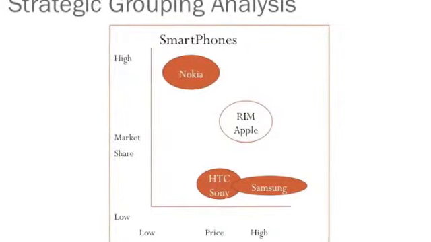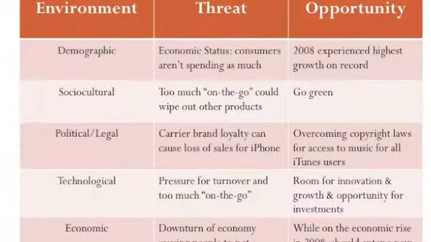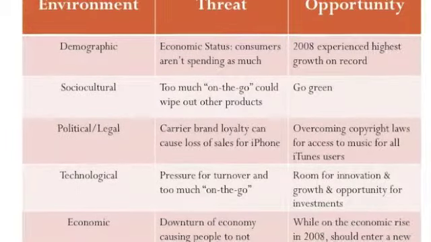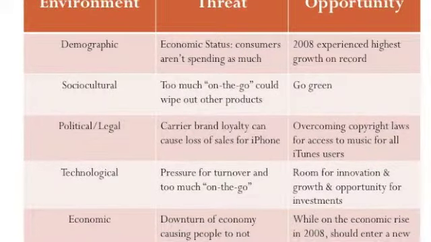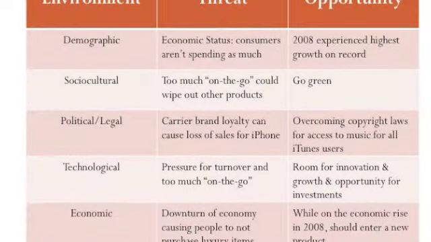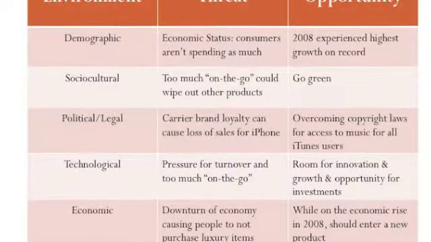This chart shows the general environment. The general environment includes demographic, socio-cultural, political and legal, technology, economic, and global. As for demographic, in the economic downturn, not many people are buying luxury goods, which is threatening the market Apple targets. But surprisingly, they had the highest growth in 2008.